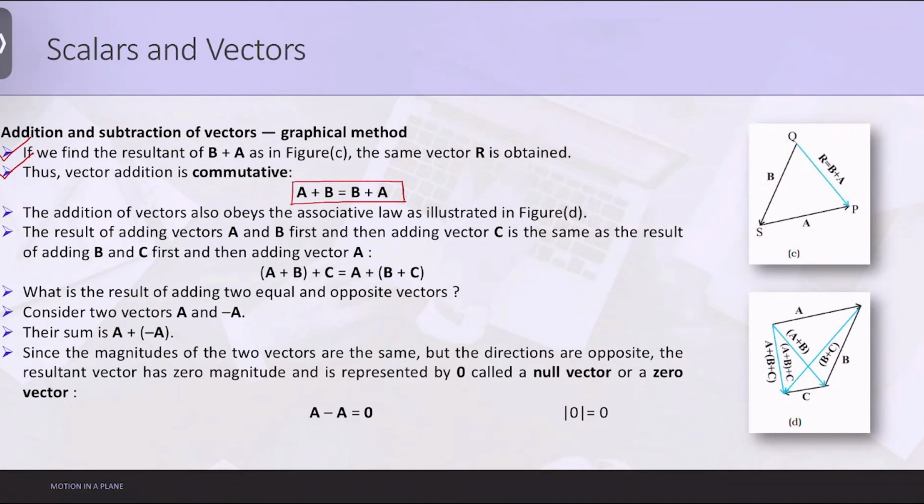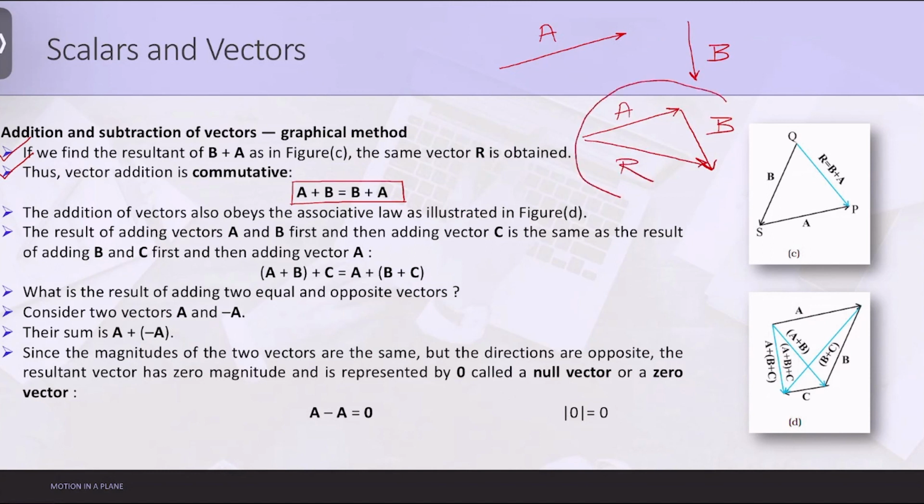Just to make you understand again, this is some vector A and this is some vector B, and we need to do A plus B. We keep vector B like this, and hence this will be our resultant vector. That is how we do vector addition, and because a triangle is formed here, we call it the triangle law of vector addition.